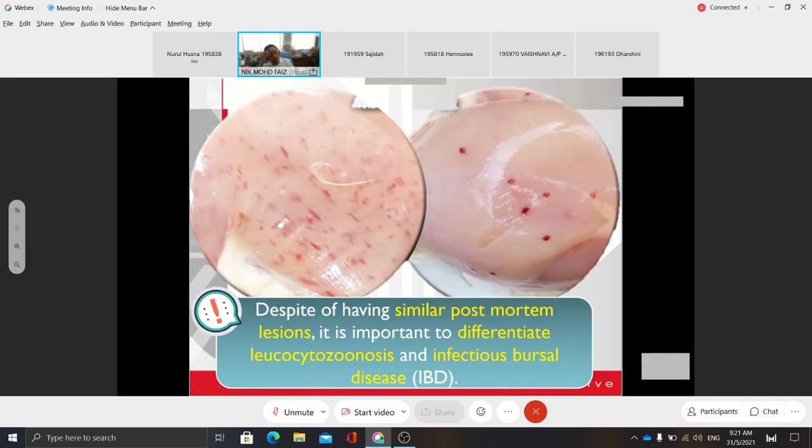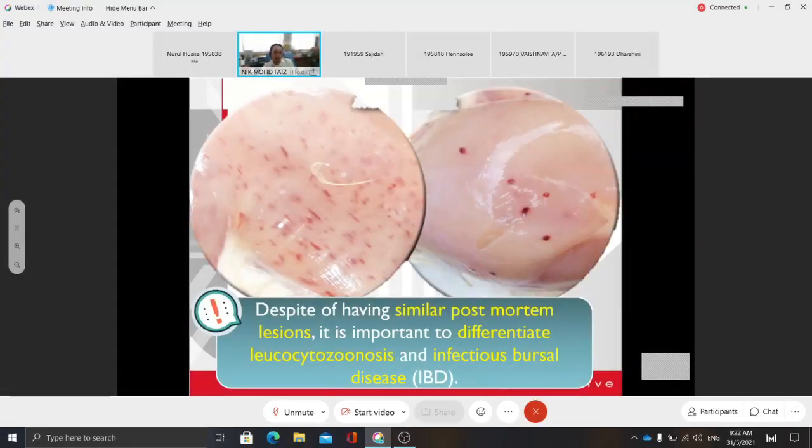So despite having similar postmortem lesions, it is important to differentiate leukocytozoonosis and infectious bursal disease. Because there are three diseases that can cause hemorrhages of the muscle. One of them is leukocytozoonosis. Second is infectious bursal disease. Another one is chicken infectious anemia. I think I will cover chicken infectious anemia in the next class.